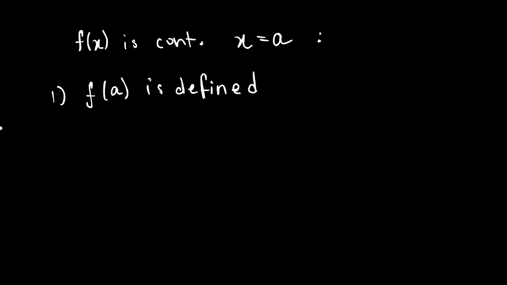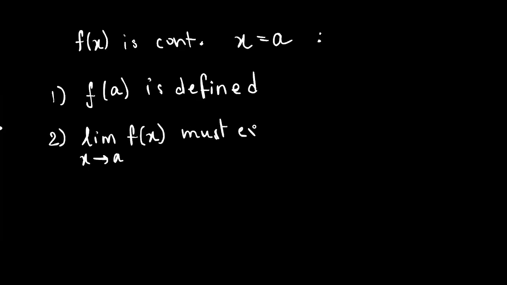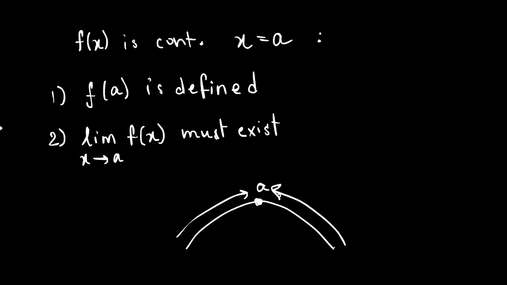The second criteria that needs to be met is that the limit as x approaches this value a for f of x must exist. So this limit must exist. And what that means from a graphical perspective is, if we have a function, for example, this is our function here, and this is our point a, we need to see that when approaching a from both the left and from the right, we are approaching the same value, right? We are familiar with limits at this point. We know the left-handed limit and the right-handed limit must agree in order for the limit to exist.